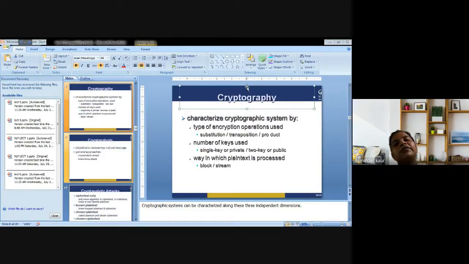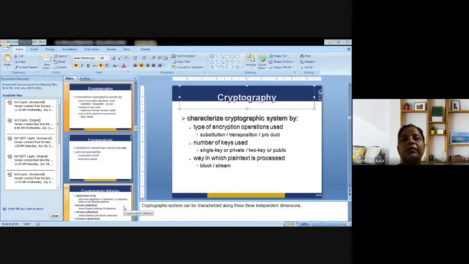In addition, there is the point that is associated with the number of keys that could be used. So what are the number of keys that could be used for the encryption or decryption? We are supposed to deal with the same. So let's say it is a single key or private key, or two keys in which we are supposed to use a private key as well as a public key.